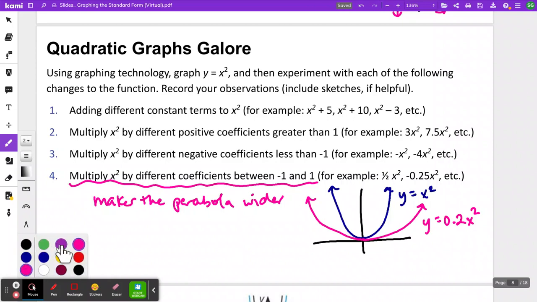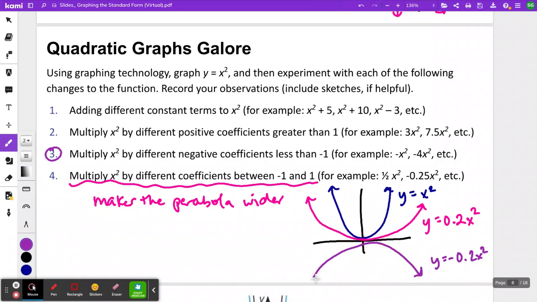And then, of course, we can do even a third graph here. If I were to make that y equals negative 0.2 x squared, the same thing we had said a moment ago about negative numbers is still true. It's going to be wider because of the 0.2. It's just going to be facing downward because now it's negative.